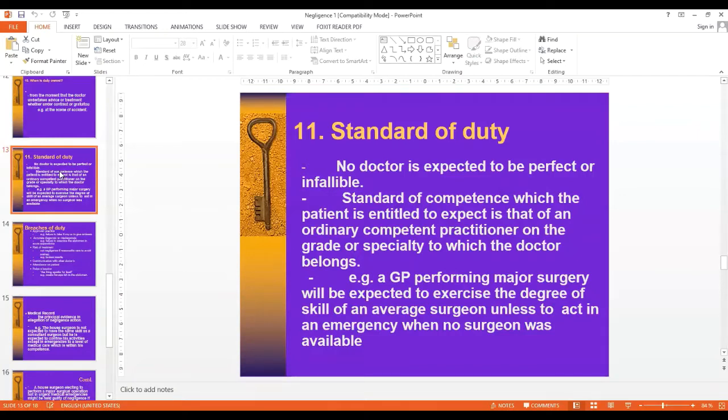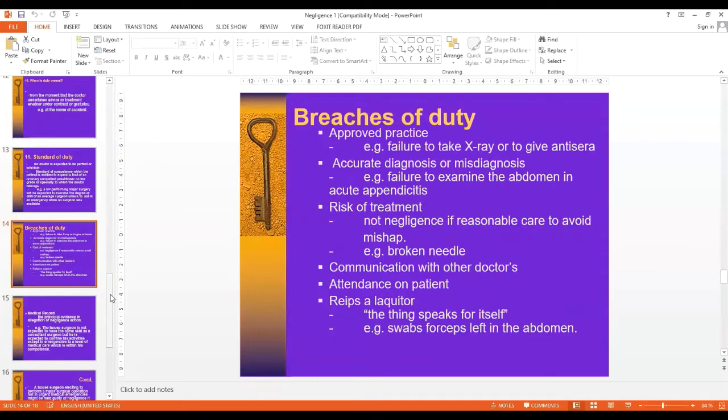The standard of competence which the patient is entitled to expect is that of an ordinary competent practitioner of the grade or specialty to which the doctor belongs. For example, a GP performing major surgery will be expected to exercise the degree of skill of an average surgeon, unless acting in an emergency when no surgeon was available. Breaches of duty.